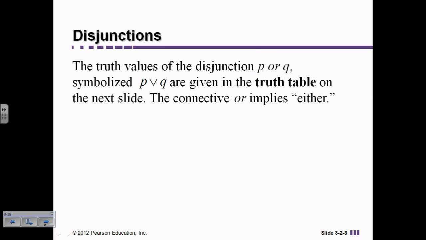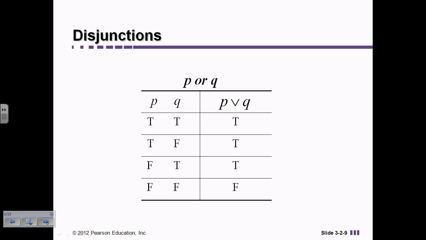So then we also have disjunctions, or the use of the word or the use of the symbol V. And in those cases, we're looking for either one has to be true in order for the statement to come out true. So again, and you'll notice in this case, all of the results are true except for the one case where both of them are false.